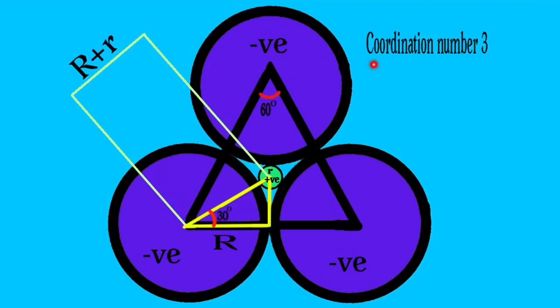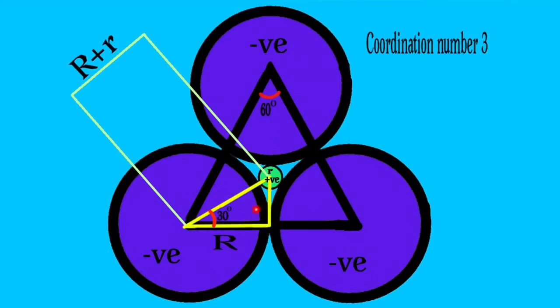Let's discuss the radius ratio rule for coordination number 3. When I say coordination number 3, it means the cation is touching 1, 2 and 3 anions. The purple spheres are anions and the green sphere over here is the cation. This is how they are arranged.